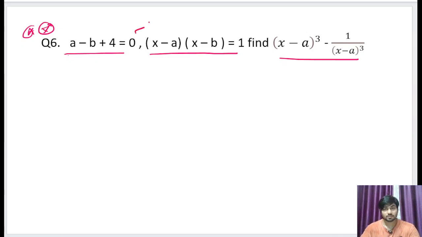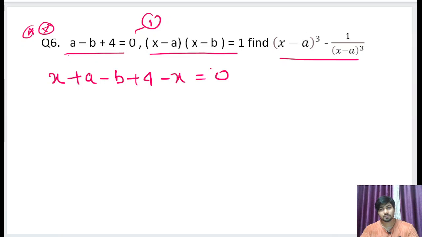From this equation, I see that I can add something, that is, if I add x plus a minus b plus 4 and minus x. I have added plus x and minus x, so it will get cancelled out. So the entire equation will be the same. Now I need to arrange some things.